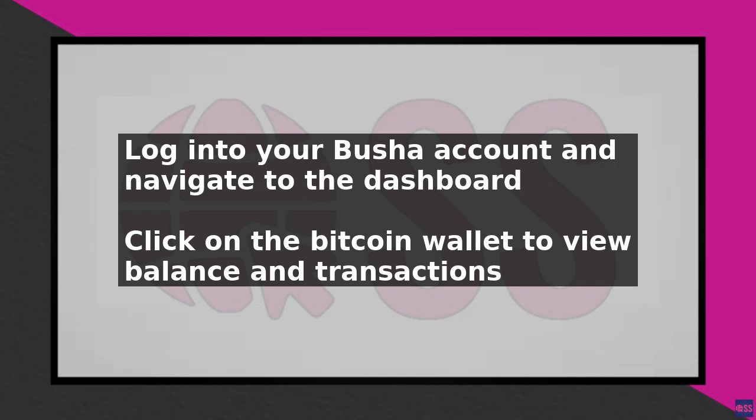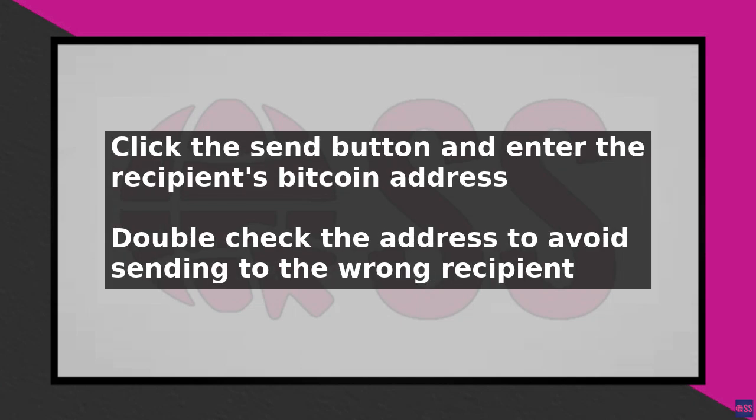This will take you to a page where you can view your Bitcoin balance and perform transactions. Next, click on the Send button to initiate a transaction. You will be prompted to enter the recipient's Bitcoin address. This address is a unique string of characters that identifies the recipient's wallet.